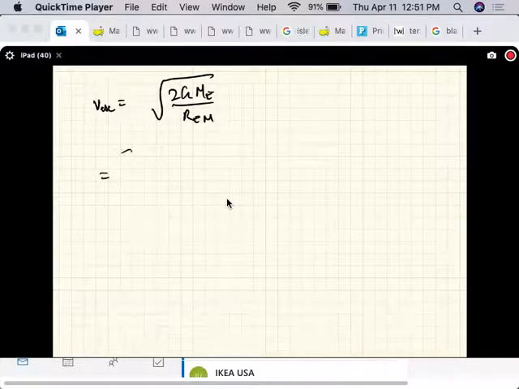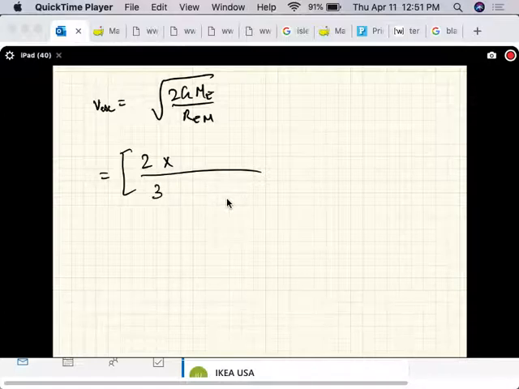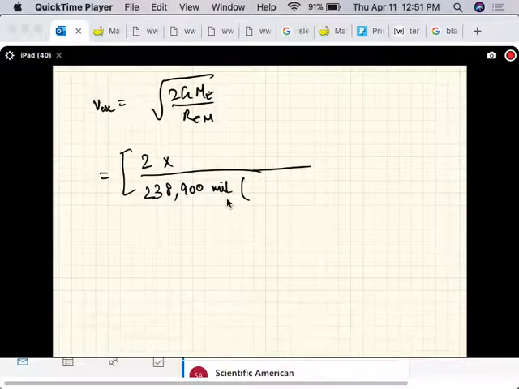Okay, what did you find out, my friend? 238,900 miles. Miles. I wanted it in kilometers, but anyway, our friend is not being cooperative. And 1 mile is 1,600 meters.